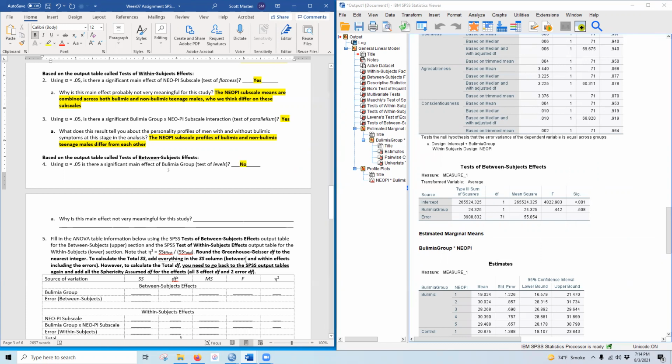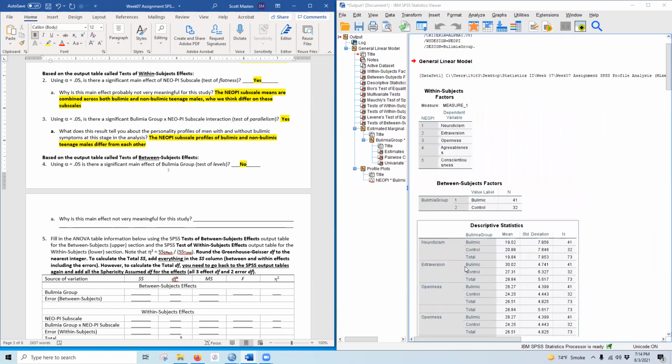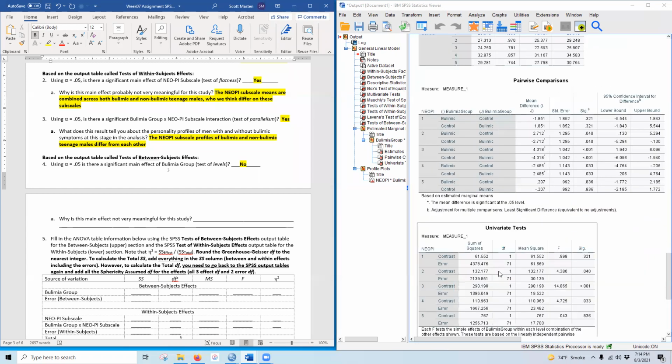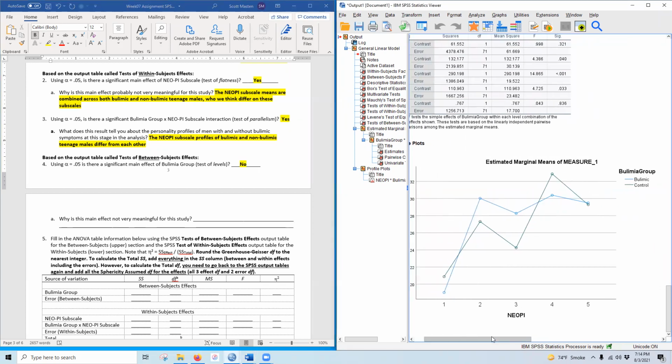So why is this main effect not very meaningful for the study? Well, first of all, it's not significant, so there is no main effect, but what it is is the average. See if I can find a place. There's no good place that it gives this, is there? Yeah, there isn't. So what it is is the average NEO-PI subscale score of bulimic versus non-bulimic males. So it combines 1, 2, 3, 4, 5 for bulimic males, the average of those 5 data points compared to the average for 1, 2, 3, 4, 5, the non-bulimic males. So it compares the average of these 5 dots to the average of those 5 dots.